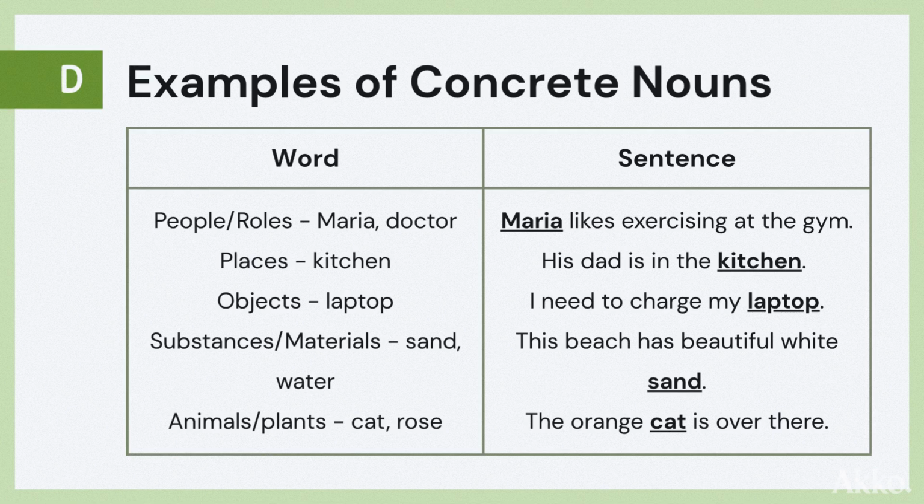Substances or materials like sand, water are also concrete nouns. This beach has white sand. Animals or plants like a cat or rose, they are also concrete nouns. The orange cat is over there.